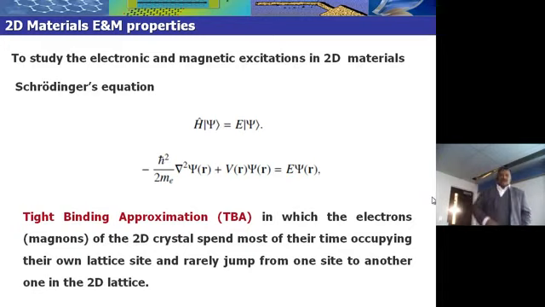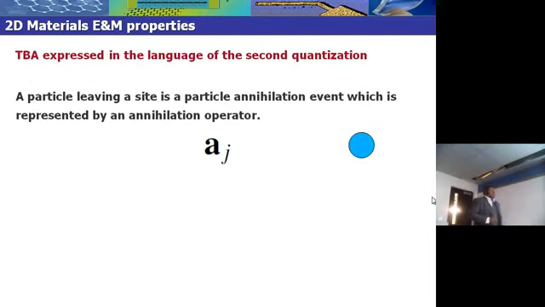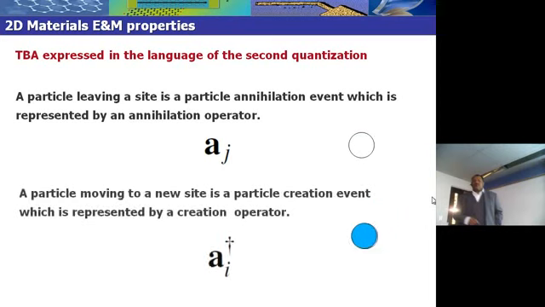The tight binding approximation expressed in the second quantization language can be represented by operators. A particle leaving a site is a particle annihilation event, which is represented by an annihilation operator. In case a particle moves to a new site, it is a particle creation event, which is represented by a creation operator.